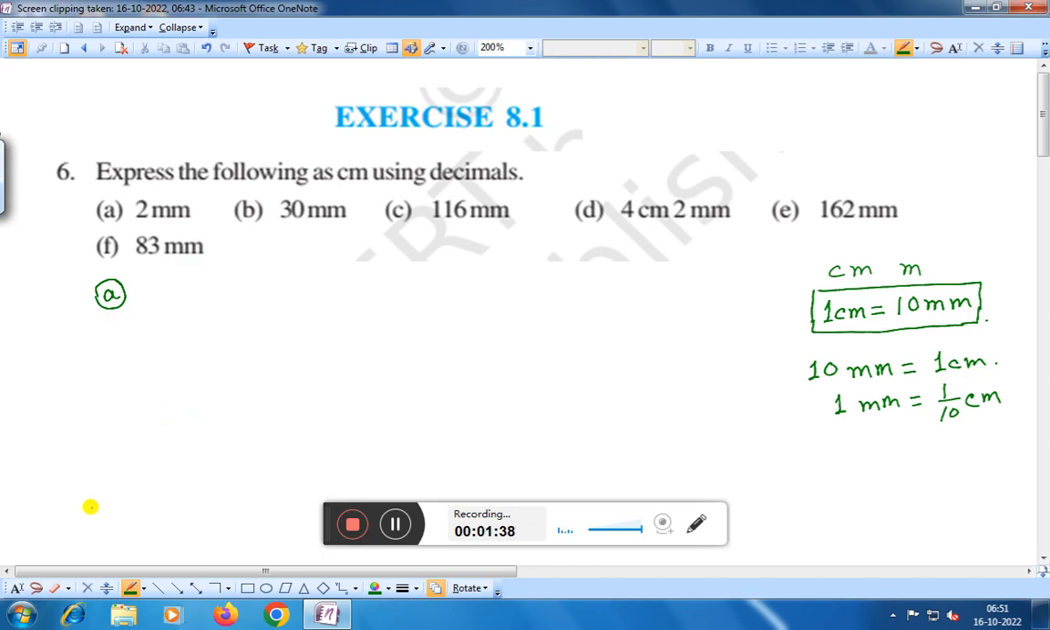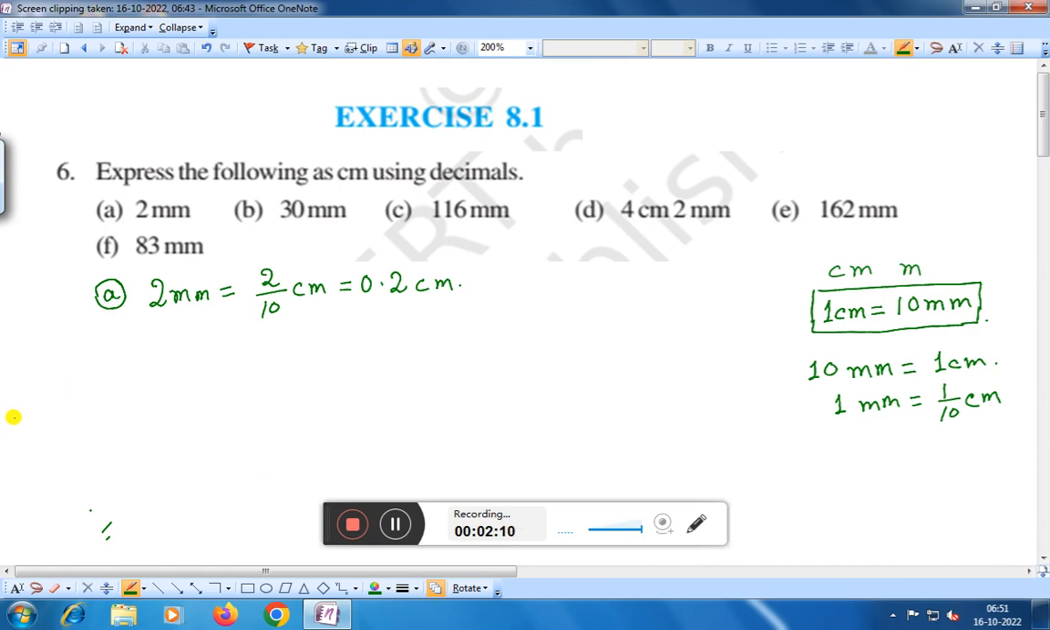That is question number A. Question number A is 2 millimeter. To change millimeter into centimeter, you have to divide that number by 10, right? That is 2 by 10 centimeter, that is equal to 0.2 centimeter. Right? Now question number B.